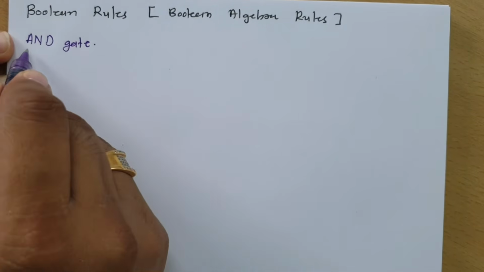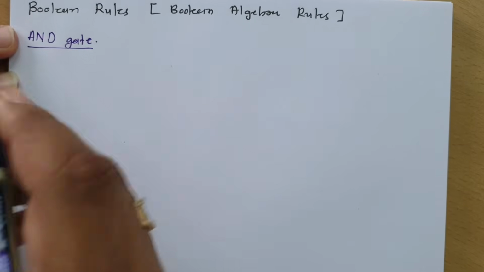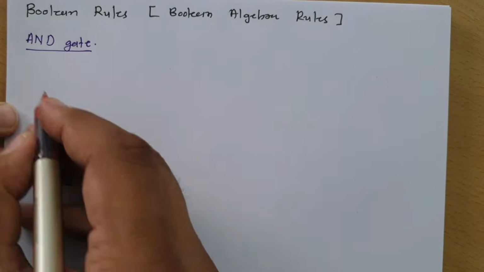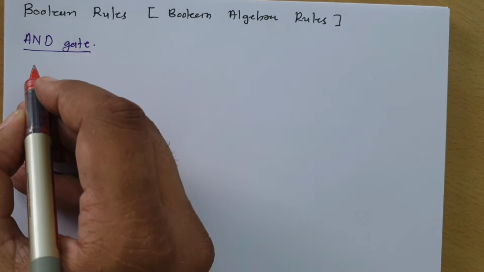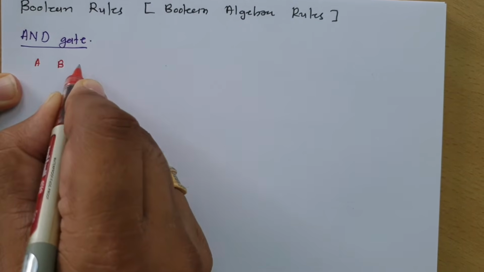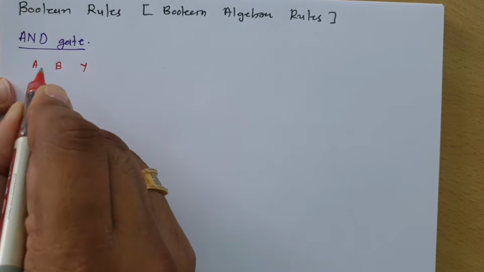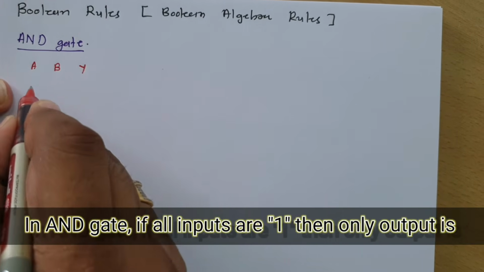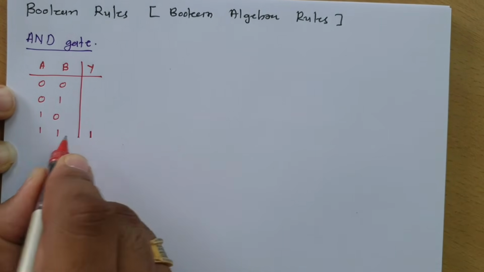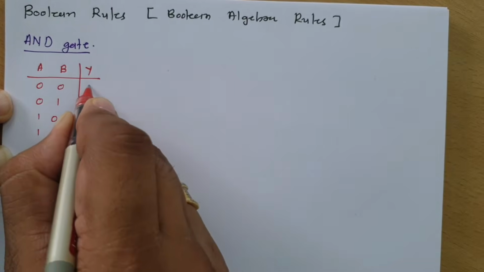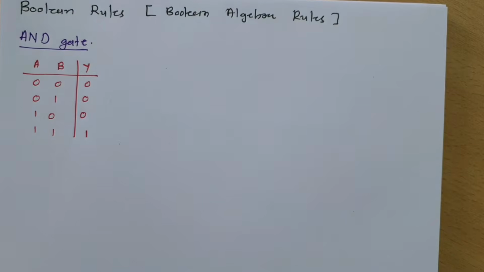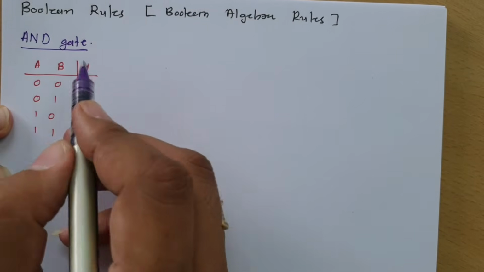Before I explain AND gate Boolean rules, one should know what an AND gate operation is. In AND gate operation, if I consider a two-terminal AND gate with ANDing of A and B, then only if both inputs are 1 will the output be 1, else my output will be 0. That is the AND gate. Now let me establish Boolean rules for the AND gate.